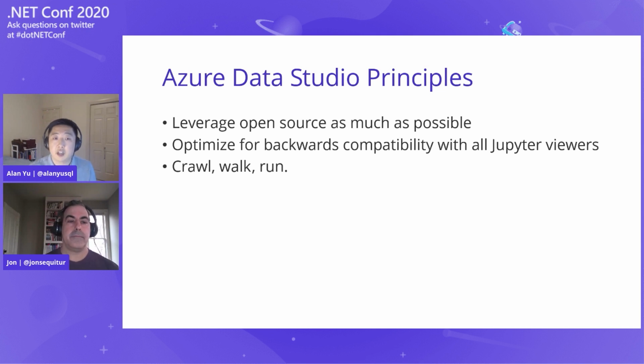How do we not only build things or take things from the open source community, but also contribute back? On top of that, notebooks is essentially, or Jupyter Notebooks is essentially an open source concept. And so that means there's so many other Jupyter viewers out there in the world. So we want to really make sure that anything that we build, we want to optimize for backwards compatibility.